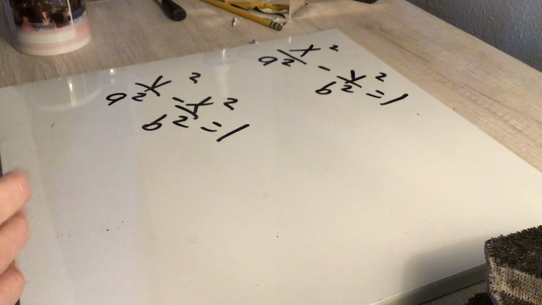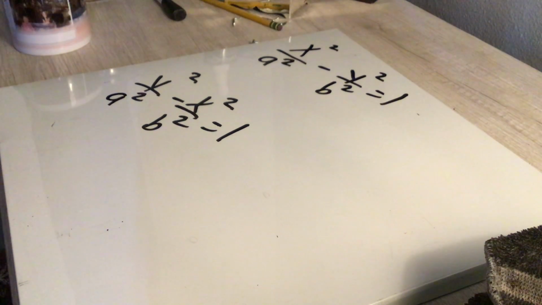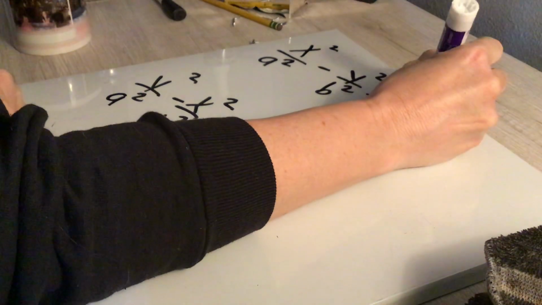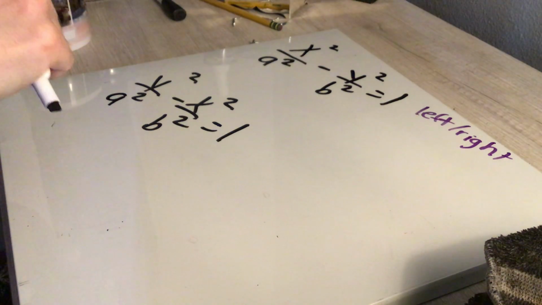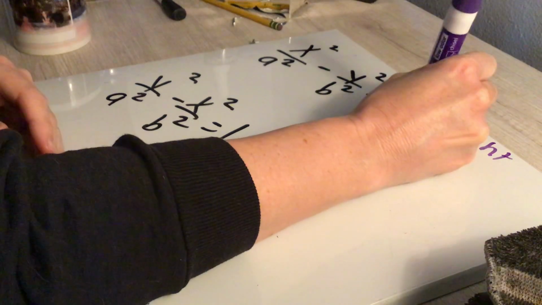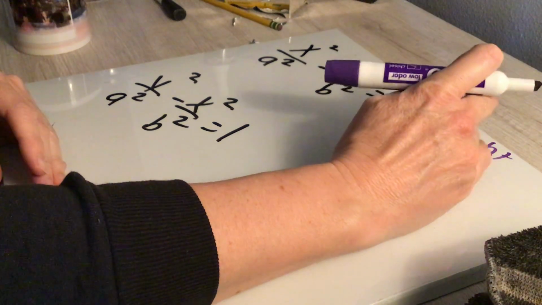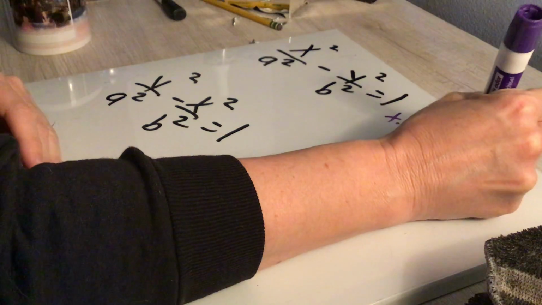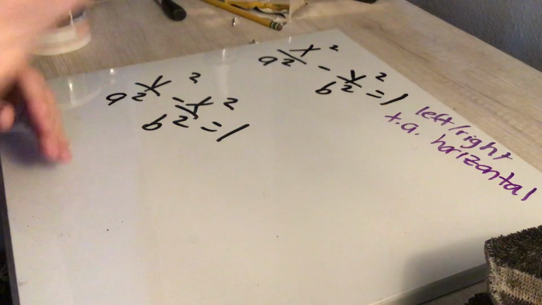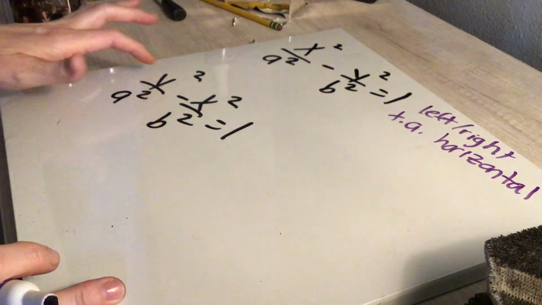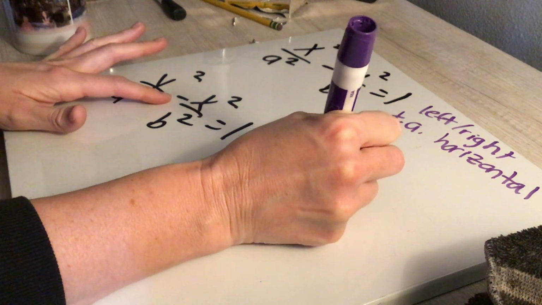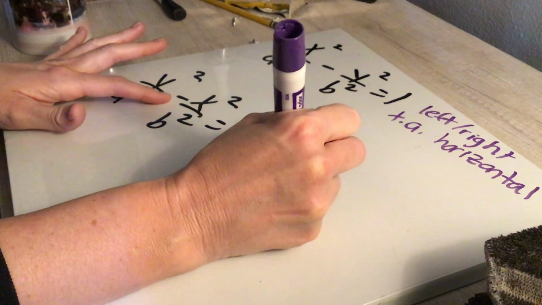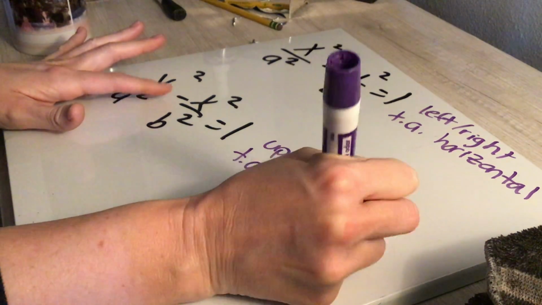When the x term is positive, that's the one that opens left and right. It also has a horizontal transverse axis. When y squared is positive, so it's y squared minus x squared, that one opens up and down, and it has a vertical transverse axis.